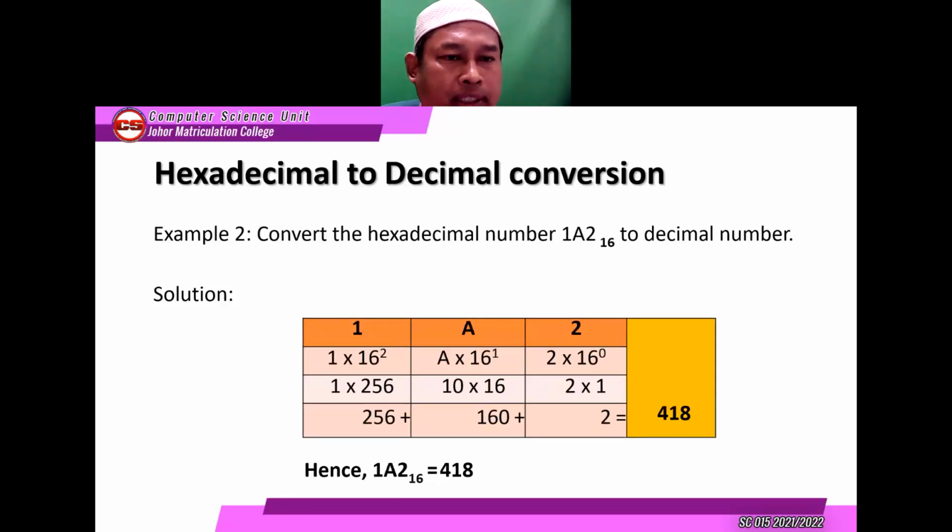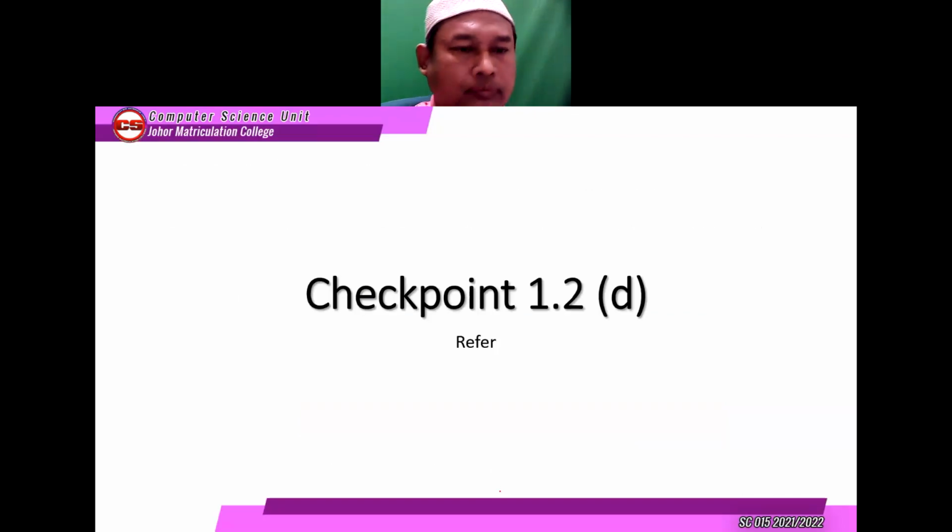Okay, next question is 1A2. 1A2 in decimal numbers. So converted to decimal numbers is 418. So 1A2 based on 16 in decimal number is 418.